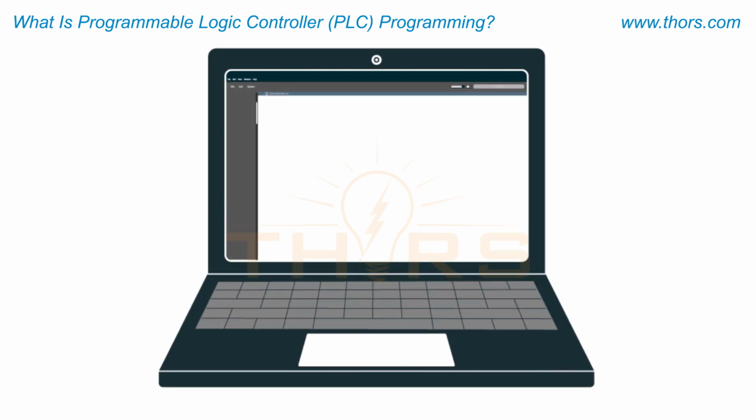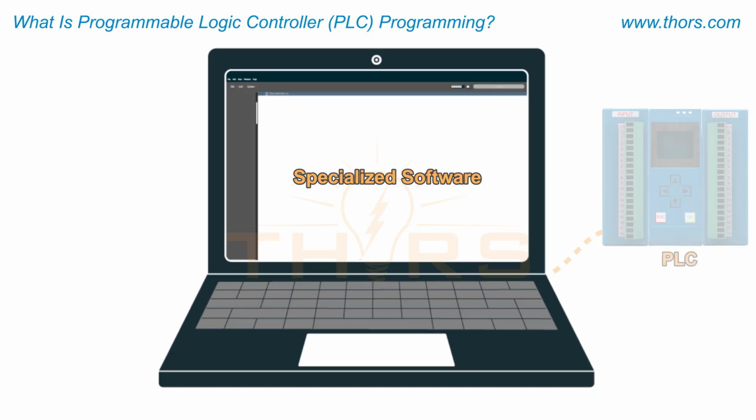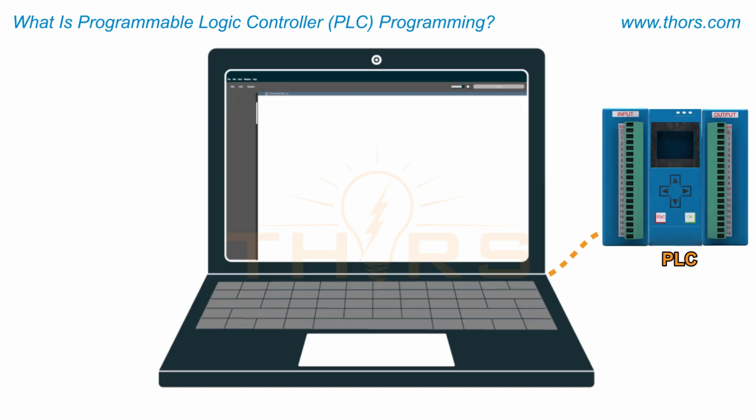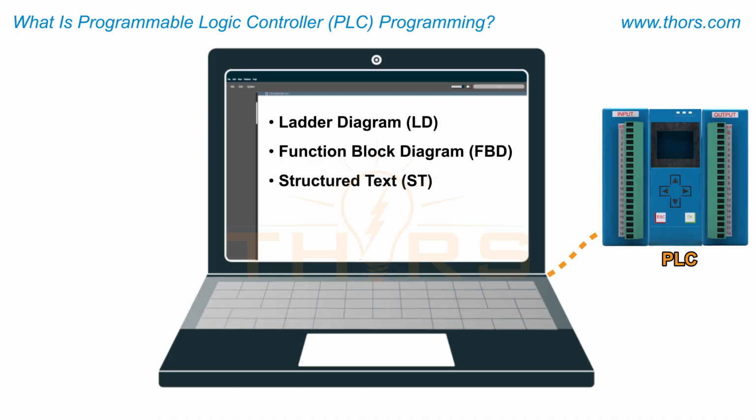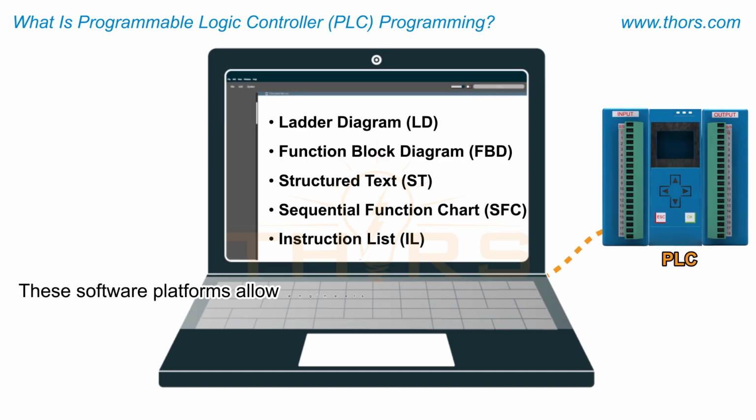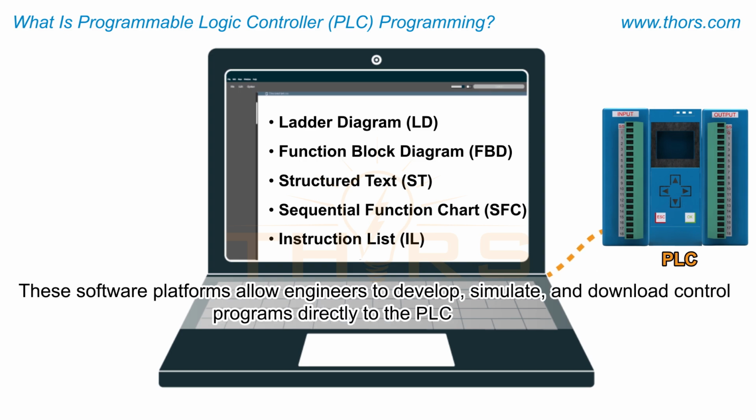PLC programming involves creating control logic using specialized software installed on a computer. It is performed through various PLC programming languages, such as LD, a function block diagram, or FBD, structured text, or ST, sequential function chart, or SFC, and an instruction list, or IL. These software platforms allow engineers to develop, simulate, and download control programs directly to the PLC hardware.